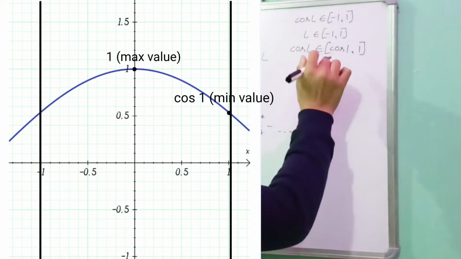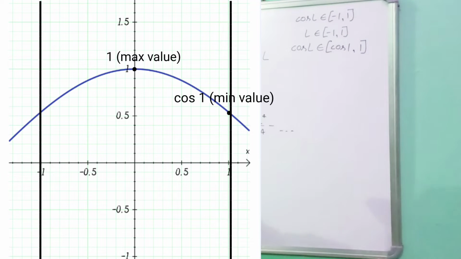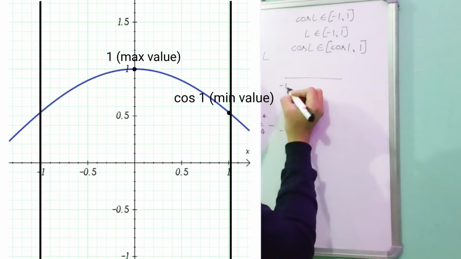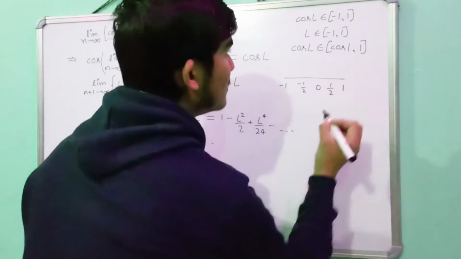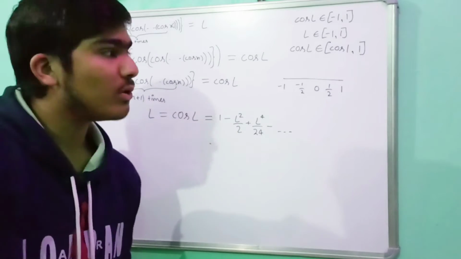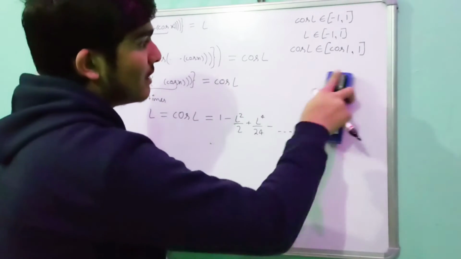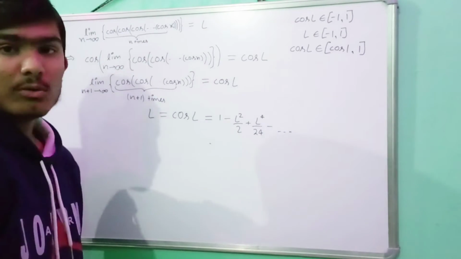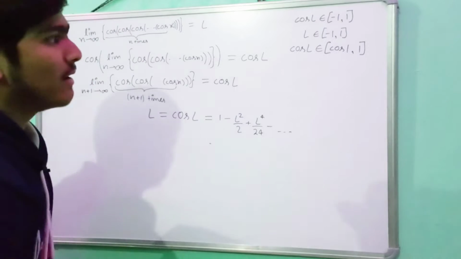Because this is a range, there will be -1, minus half, 0, half and 1. So between this range, the maximum value of cos will be when L is 0. I hope that you get that the range of cos L is cos 1 to 1.